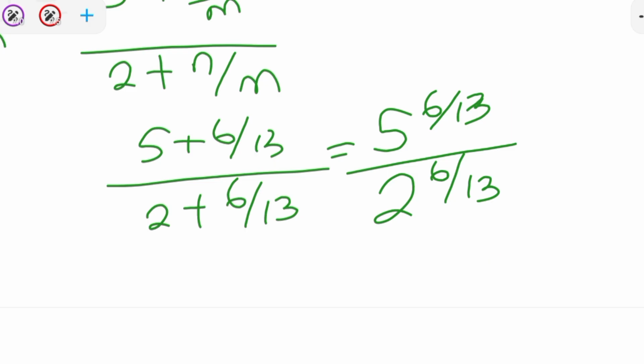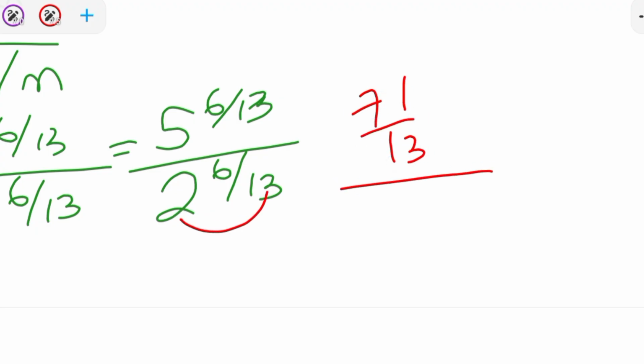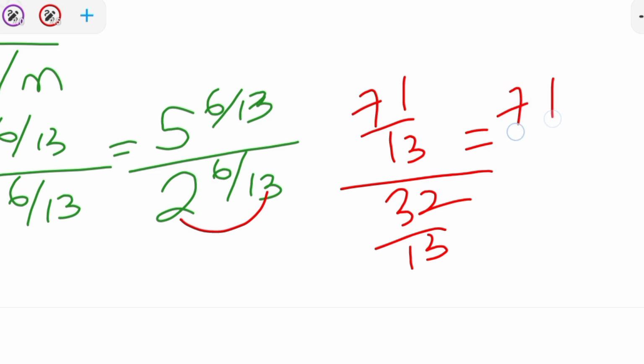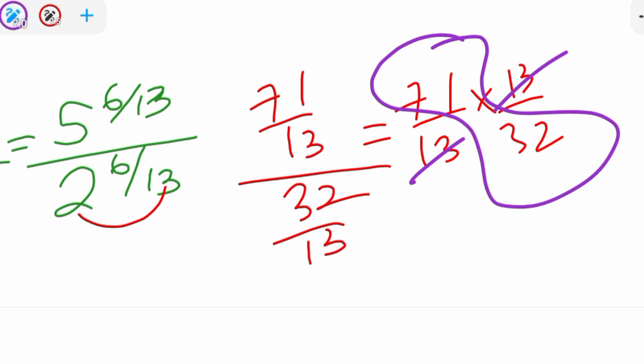So let's break this one down. We convert it to an improper fraction. 13 times 5 is 65, 65 plus 6 will give us 71 over 13. That's for the top one. Then 2 times 13 is 26, 26 plus 6 will give us 32. So let's finish this up. This will be 71 over 13 times 13 over 32. These two will cancel out, so you have your answer as 71 over 32.